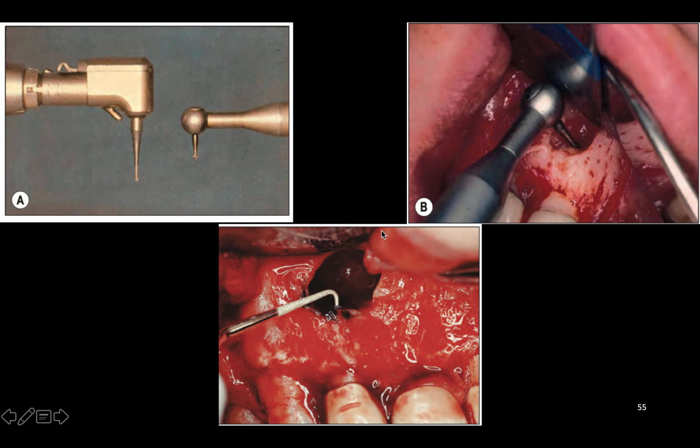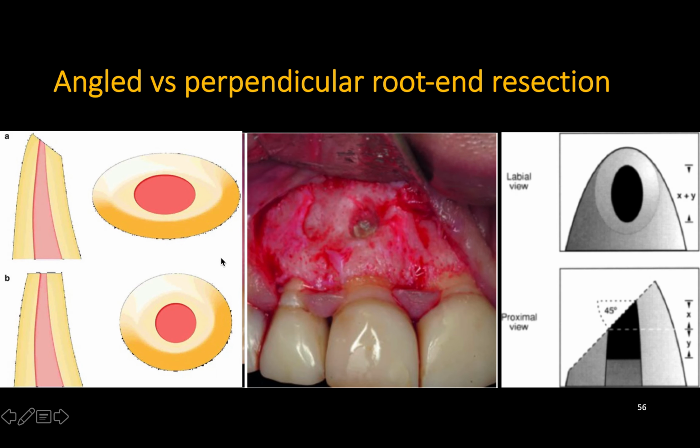So no need for a bevel. The bevels were prepared previously to allow us to see the root end, okay? But now, because we have angled suitable ultrasonic tips, there's no need for a bevel. Now, why do we have to resect the root end perpendicular to the long axis of the tooth, and why is it preferred when compared to angled resection?